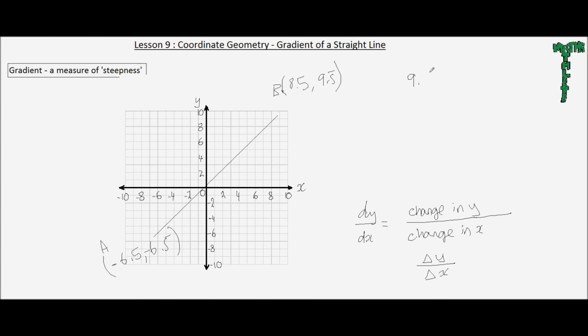So y2, which is 9.5, minus y1, which is minus 6.5, over x2, which is 8.5, minus 6.5. And so this will become positive, because minus and minus, and you'll get some gradient. But anyway, this is why we have this formula, and we don't always rely on inspection.